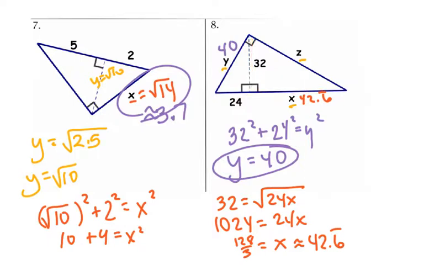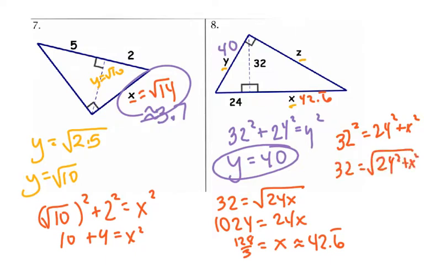By the way, that would be the same thing as saying 32 squared is equal to 24 squared plus x squared, and then taking the square root of both sides. So you have 32 is equal to the square root of 24 squared plus x squared. So that's the same strategy.